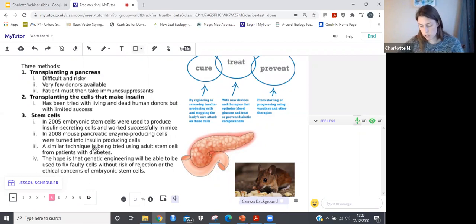Because there's often lots of questions to be asked about using embryonic stem cells. Is that right? That embryo hasn't had a choice about whether to donate its cells. So lots to think about there. This is the sort of content that might come up in kind of a 4-mark question. So explain methods that might be used to cure type 1 diabetes. Some of the ethics behind there.